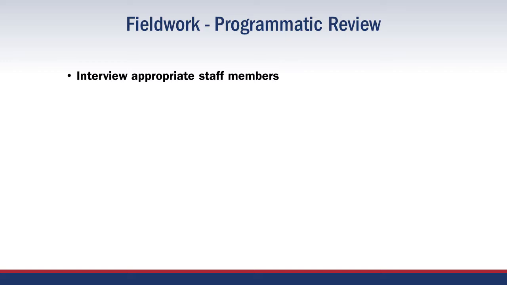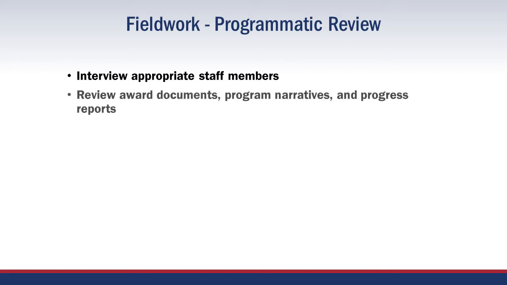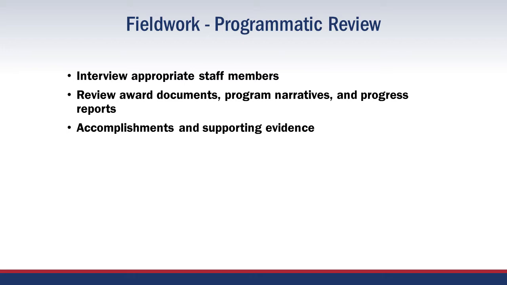As part of the programmatic review, the OIG audit team will interview appropriate staff members, as well as review award documents, program narratives, and progress reports. The team will likely review accomplishments outlined in the progress reports and request support for those accomplishments. For example, if the organization provided 10 trainings, we'll ask to see evidence of those trainings, such as sign-in sheets, agendas, and materials. The team may also review compliance with special conditions outlined in the award document.